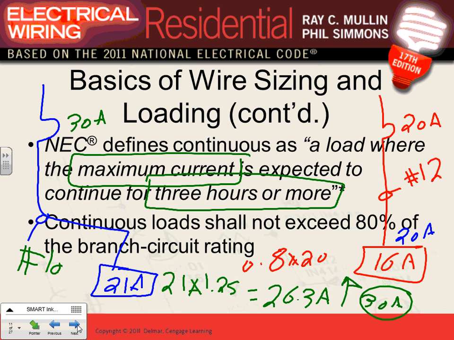So for a 21 amp circuit, what's the conductor to carry it? It's still number 10, based on 21. You don't do the math here, just 21. What's the next overcurrent device? 25 amp. So I could put 25 amp, and it's still number 10. So it didn't make a difference in this case. You don't do the 1.25 if it's non-continuous.